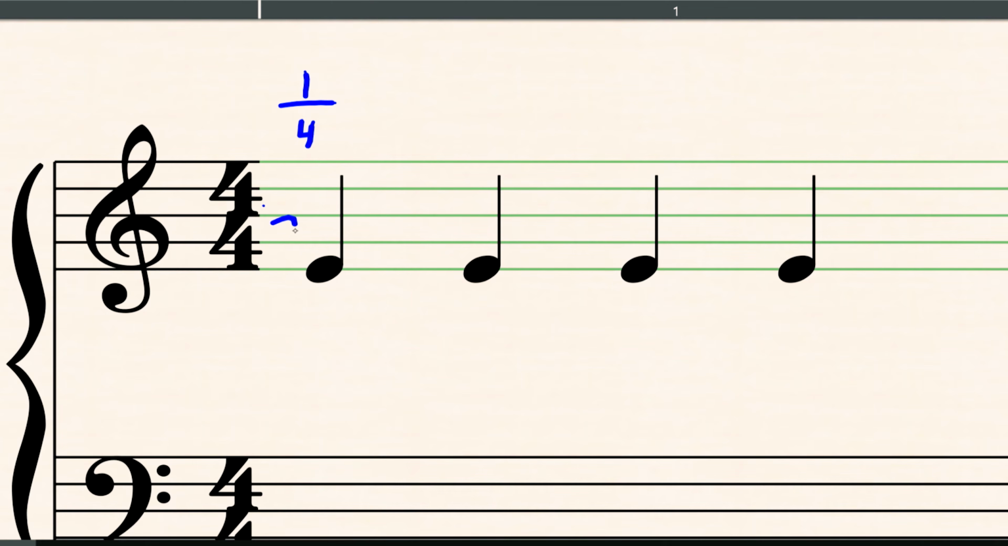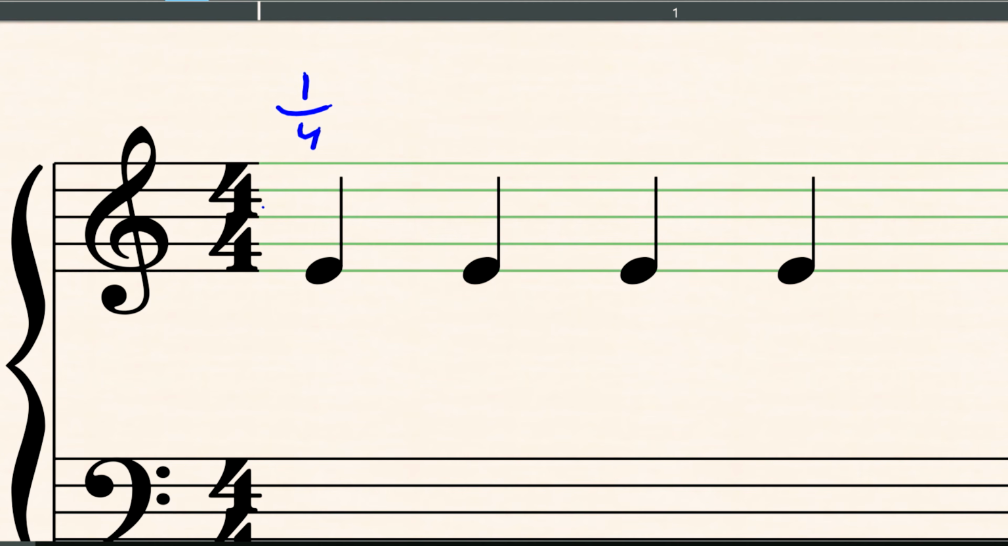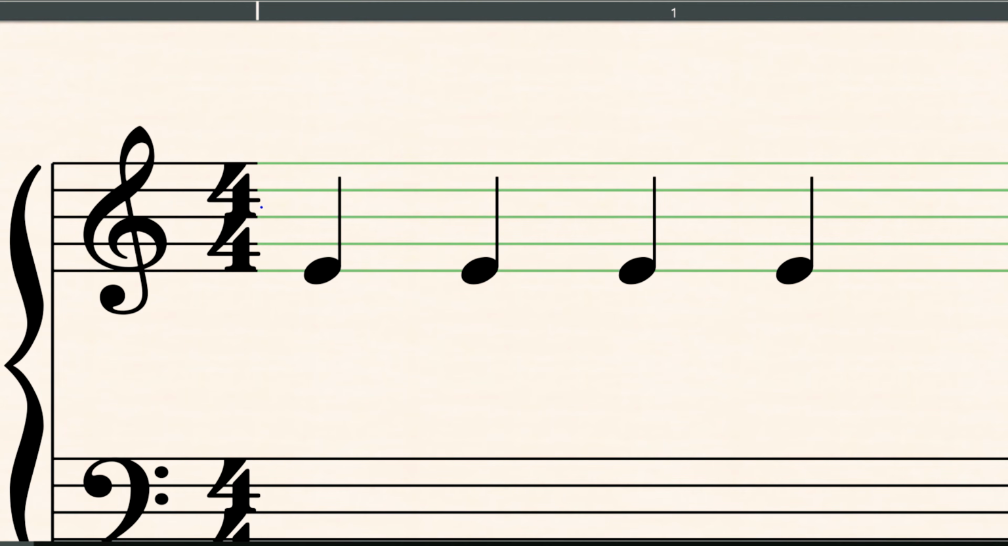Now we'll do this example later, but if the bottom number was an 8, then the note that would get 1 beat is an 8th note instead. But for right now, especially as a beginner, a lot of your pieces are going to have quarter notes equaling 1 beat. Okay, there are a bunch of different time signatures.